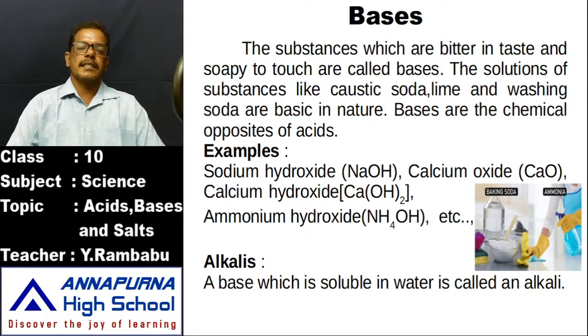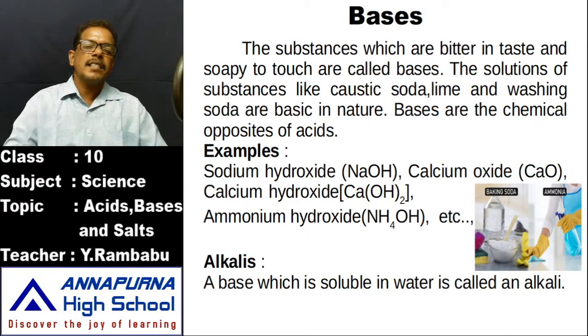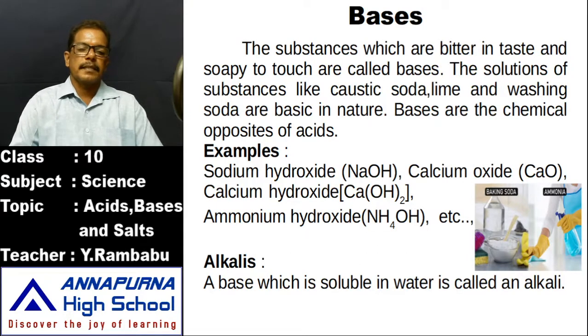Next, alkalis. Simply, what are alkalis? In this diagram, see what is given. Baking soda is given. Baking soda means sodium bicarbonate. It is related to the metal part, that's why it is a base. And ammonia: even though ammonia is not a metal, ammonium hydroxide is a base.